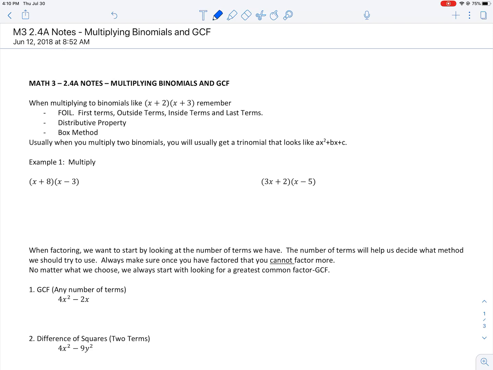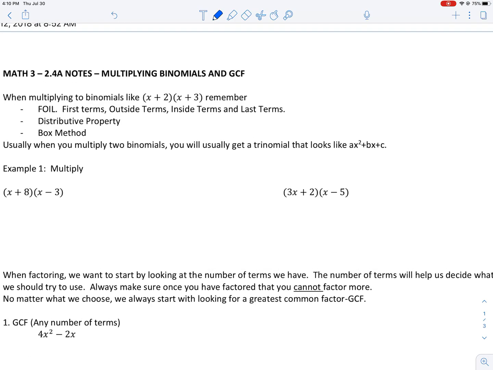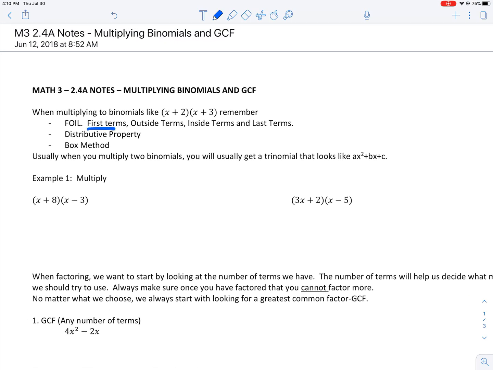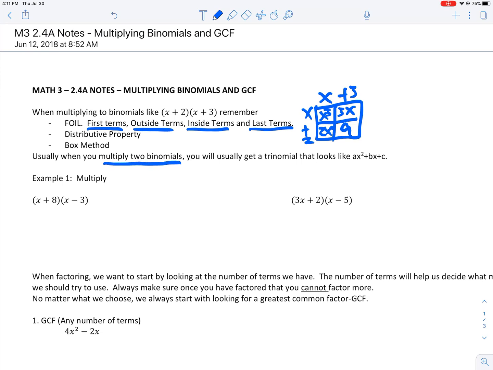When we're multiplying binomials, we're going to use what we call FOIL, the distributive property, or the box method. Technically, it's all distributive property, it's just different ways to do it. So again, remember, FOIL means first terms, outside terms, inside, and last. The box method is when you have a box like this, and let's say you had x plus 3 and x plus 2, right? And you had like x squared, 3x, that's the box method, right? So you might have seen that depending on who your Math 2 teacher was.